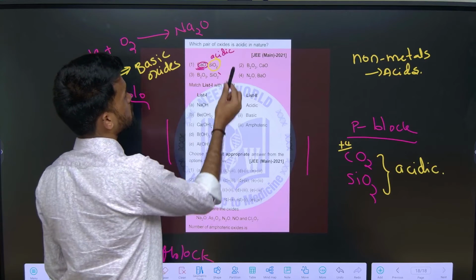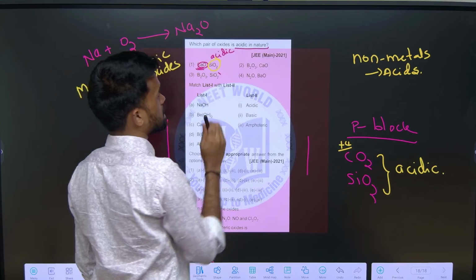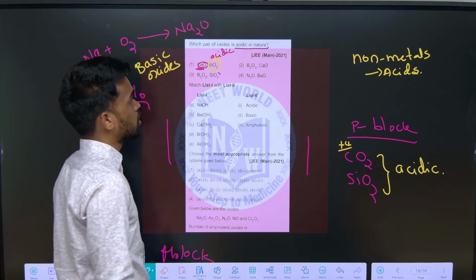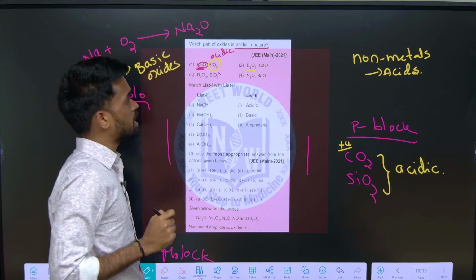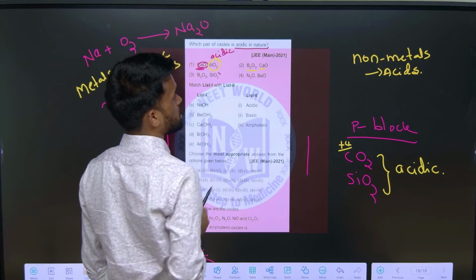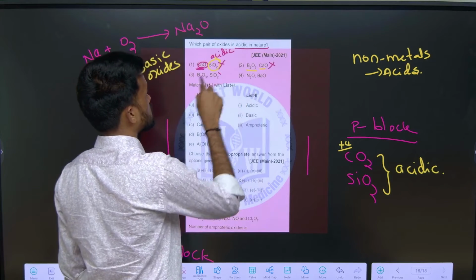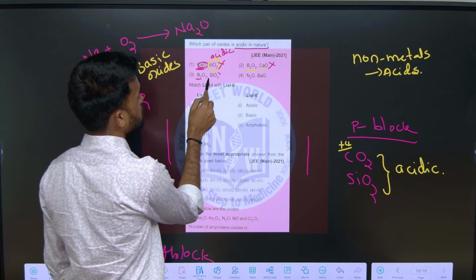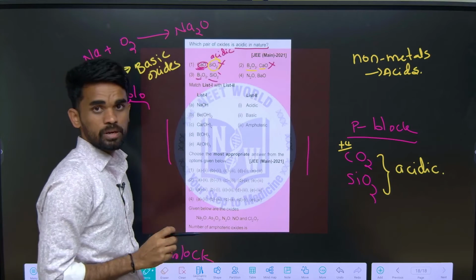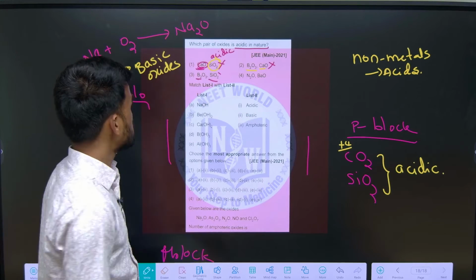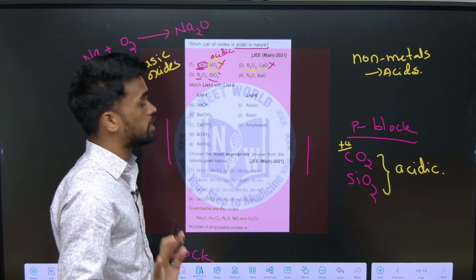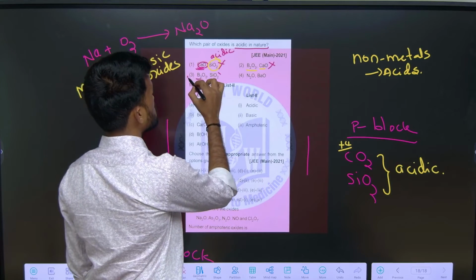Okay. So here they are asking about oxides which are acidic in nature. Boric anhydride, B2O3, is an acidic oxide, but calcium oxide we know is basic, so this option is incorrect. Boric anhydride B2O3 is an acidic oxide, and silicon dioxide I told you is also an acidic oxide. So this option is correct.